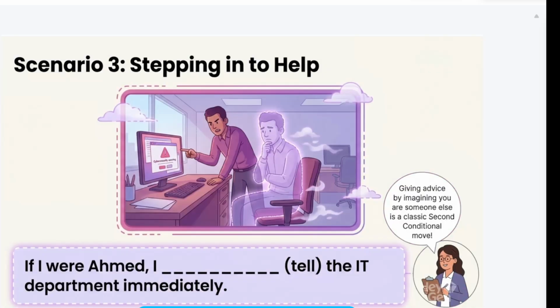Scenario 3. Stepping in to help. The second conditional can also be used to give advice by imagining that you are another person. Look at Ahmed's situation. We can imagine ourselves in Ahmed's position and say, if I were Ahmed, I would tell the IT department immediately. This is a classic use of the second conditional for advice. Notice the form. If I were Ahmed, then I would tell the IT department immediately. We are imagining that we are Ahmed and saying what we would do.